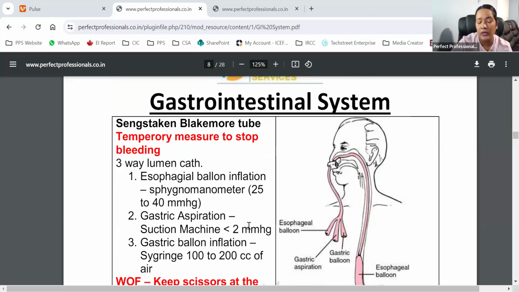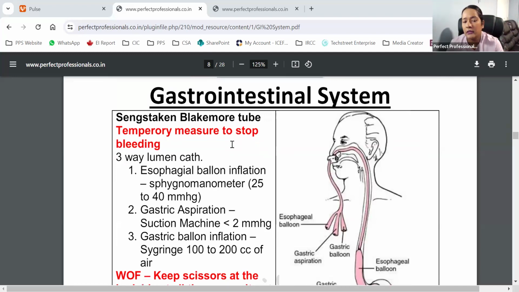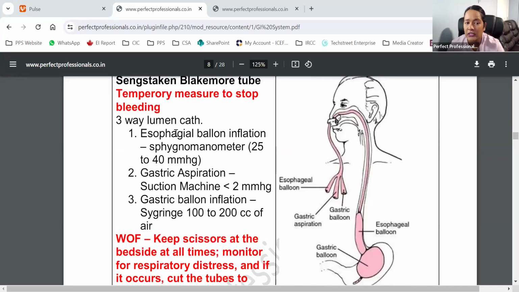Now what is this tube? It's a temporary measure to stop the bleeding, a three-way lumen catheter. I will first read and then explain. First is the esophageal balloon, inflated with a sphygmomanometer to 25 to 40 mm Hg. Second is the gastric aspiration suction, on a suction machine at less than 2 mm Hg. Third is the gastric balloon, inflated with a syringe using 100 to 200 cc of air.